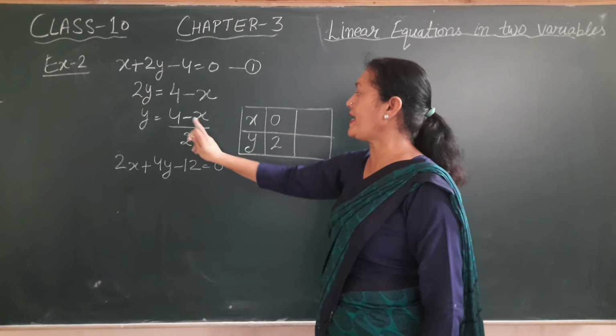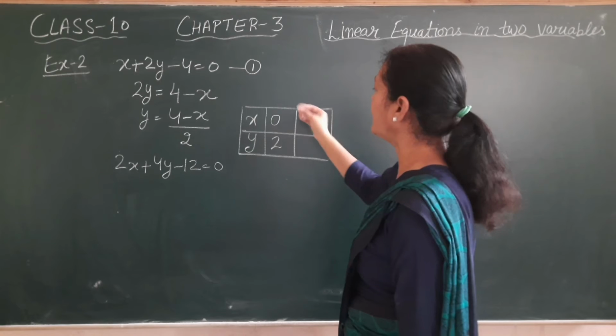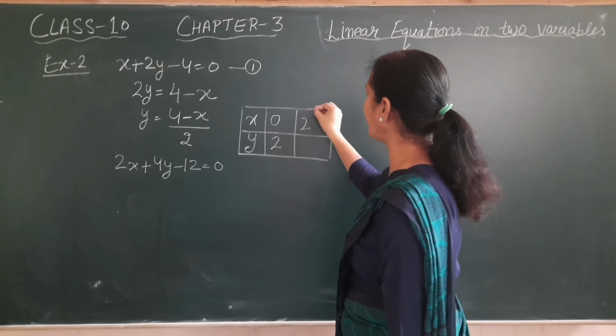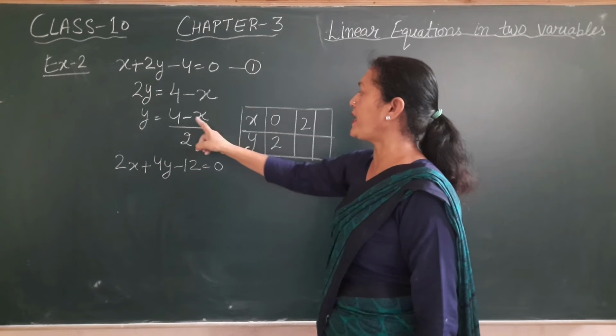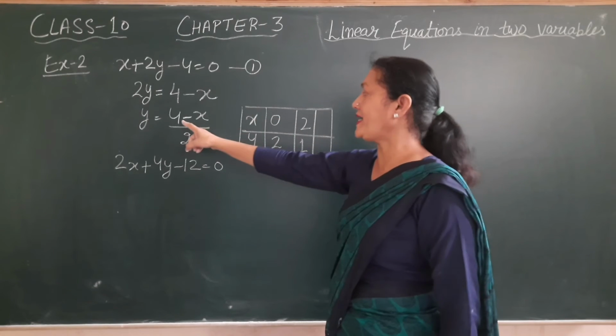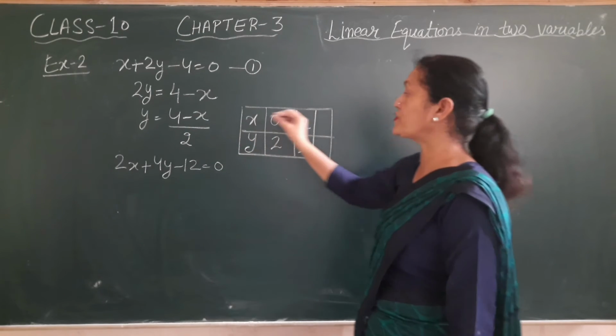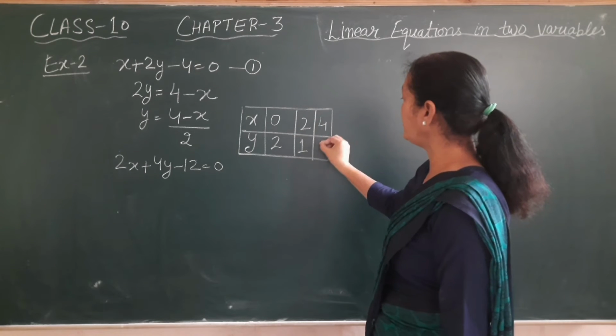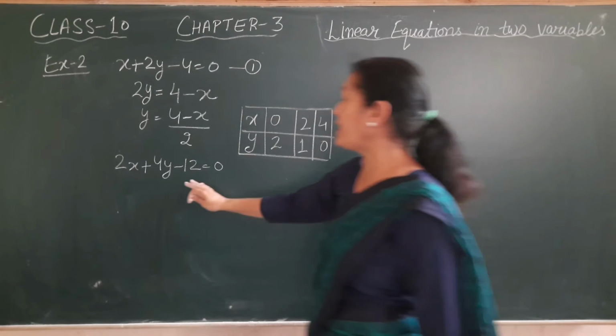And in case I take x as 4, you can take separate values also. If you take x as 2, 4 minus 2, 2 upon 2 will be 1. If we take x as 4, 4 minus 4, 0. So 0.